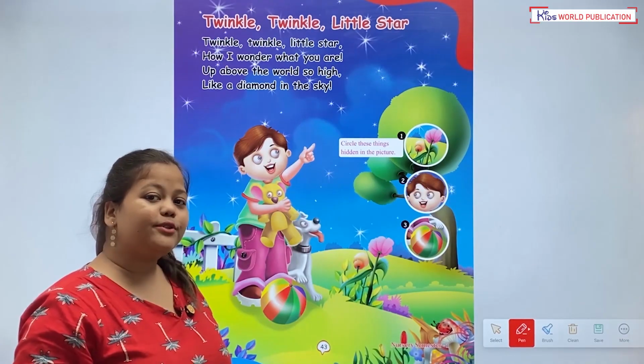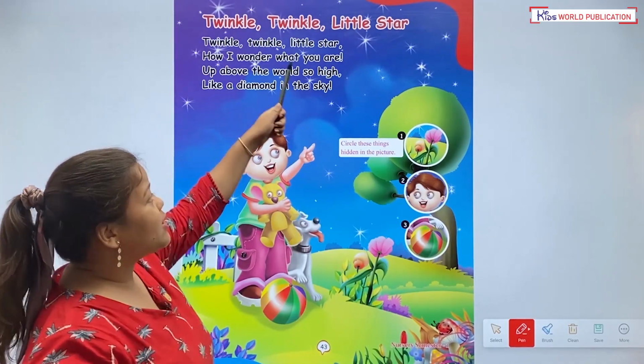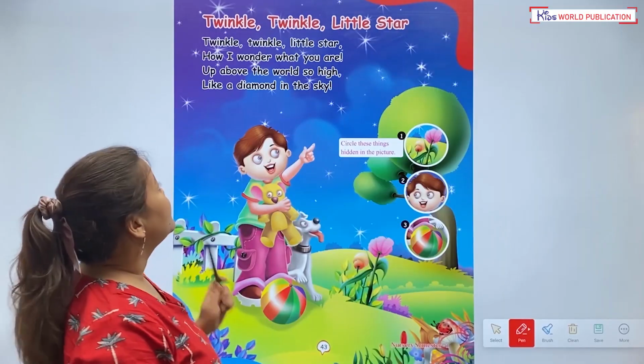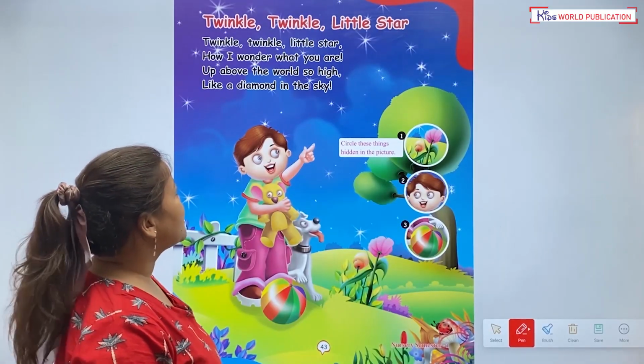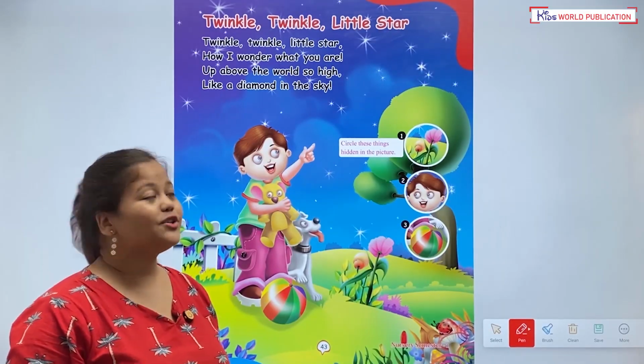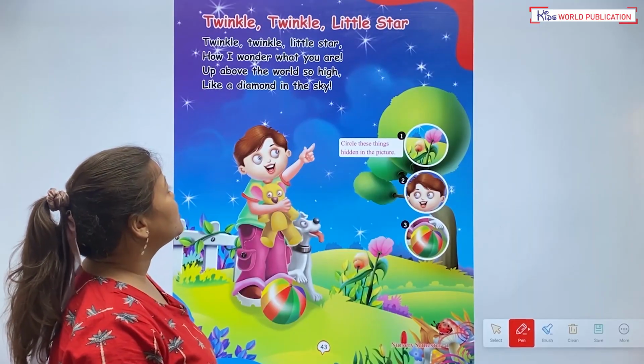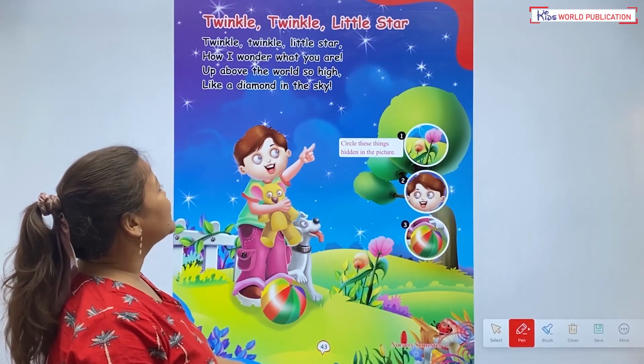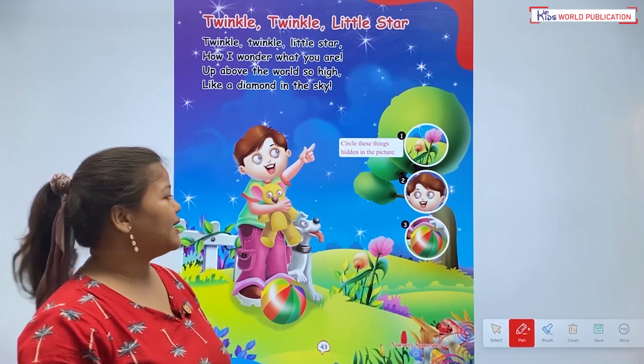Let's sing rhyme together. Twinkle, twinkle, little star, how I wonder what you are. Up above the world so high, like a diamond in the sky.